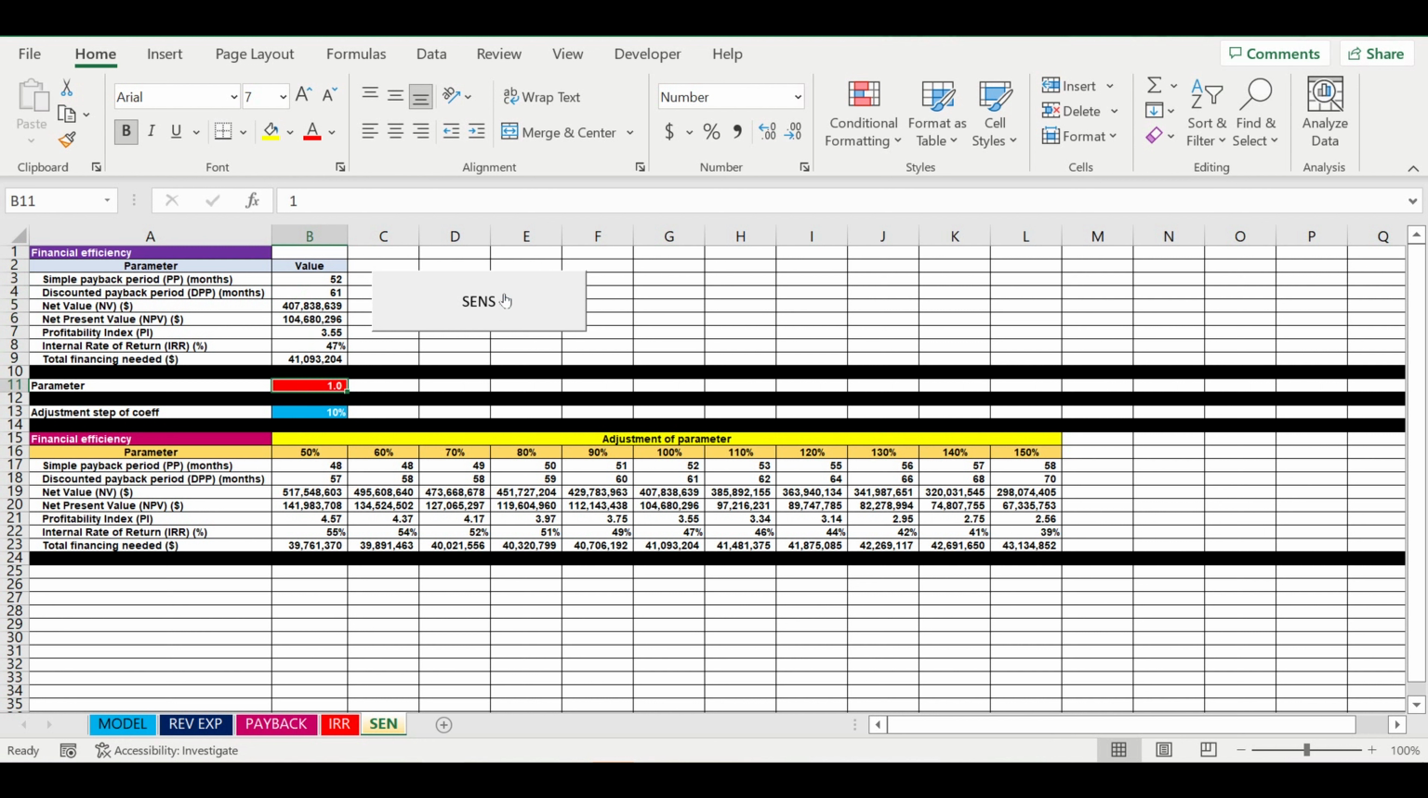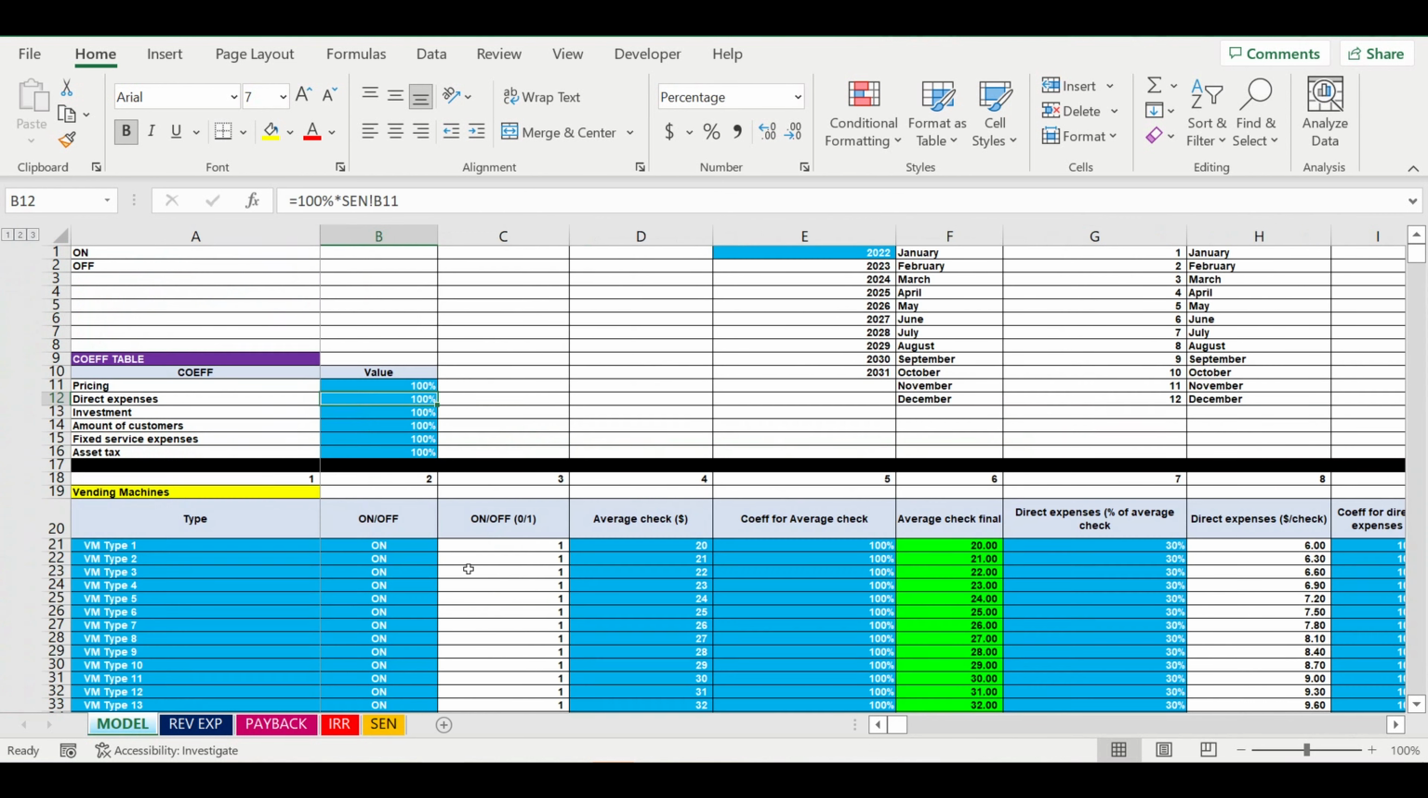And now, for example, you see how your business breathes if the direct expenses increase or decrease. Now you can, for example, go back and add this coefficient to any parameter of inputs, so revenues, expenses.